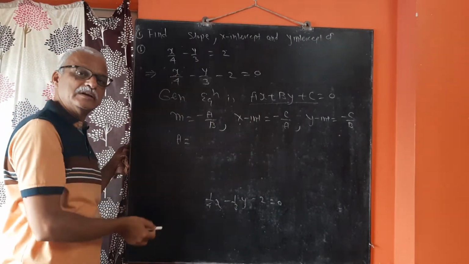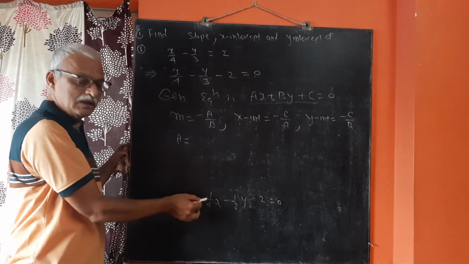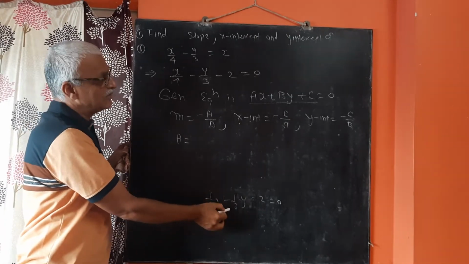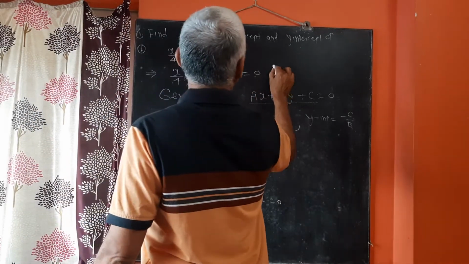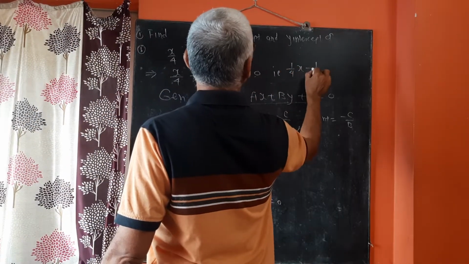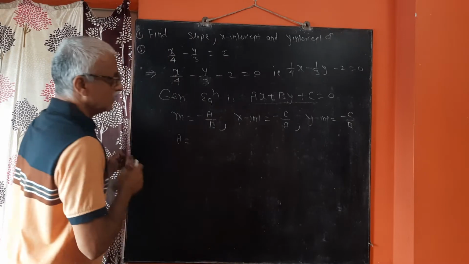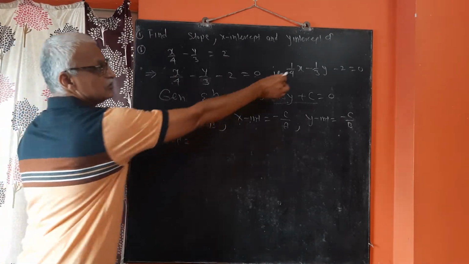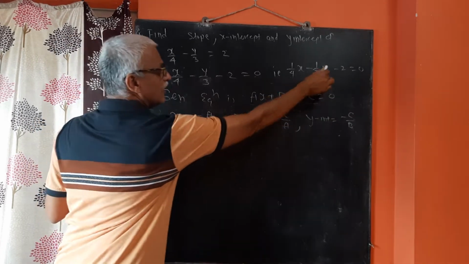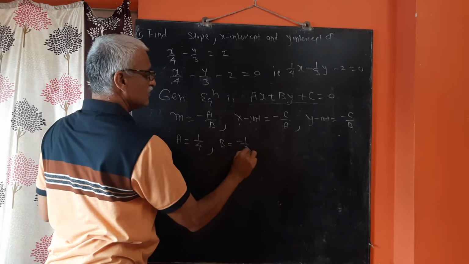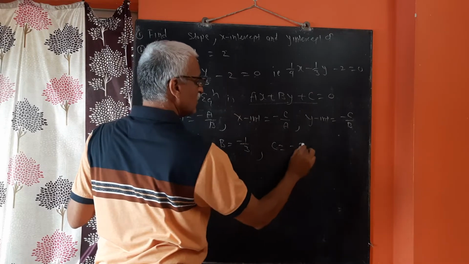Those who are getting difficulty in finding the coefficients, they can write down the equations in this way: 1 by 4 into x minus 1 by 3 into y minus 2 equals to 0. Now if we compare the coefficients, we get a equals to, the coefficient of x is 1 upon 4. B means coefficient of y is equals to minus 1 by 3. And the value of c is minus 2.